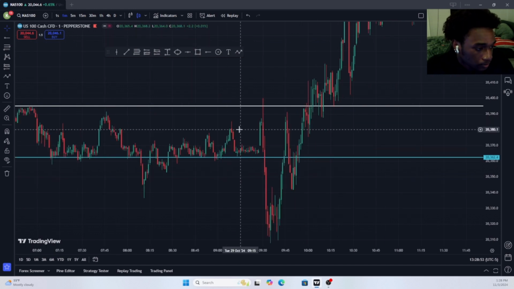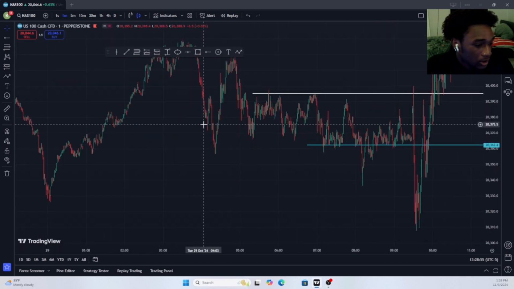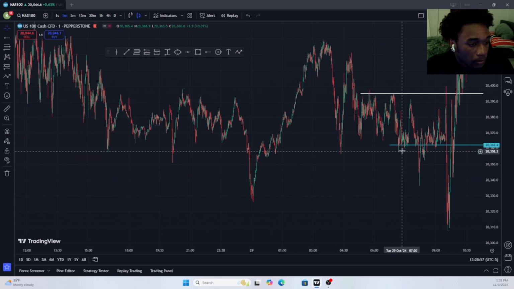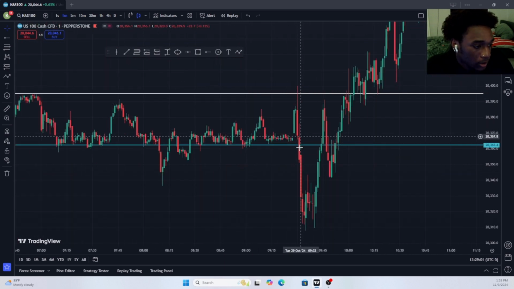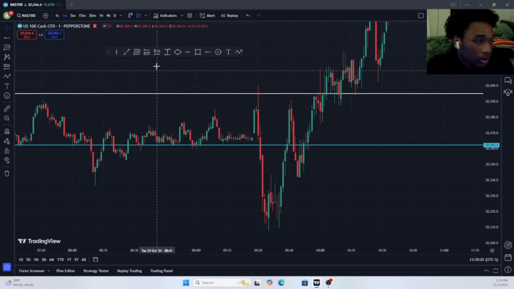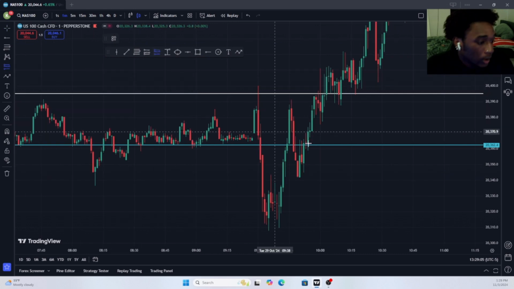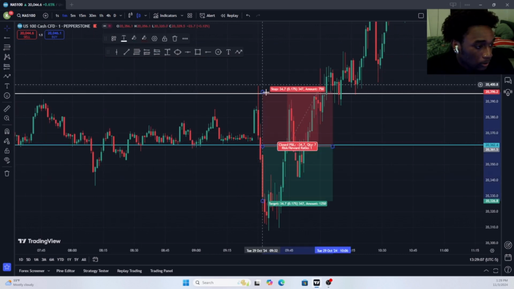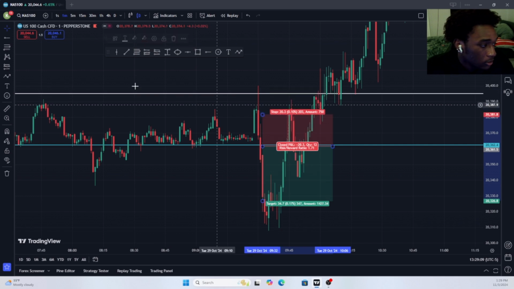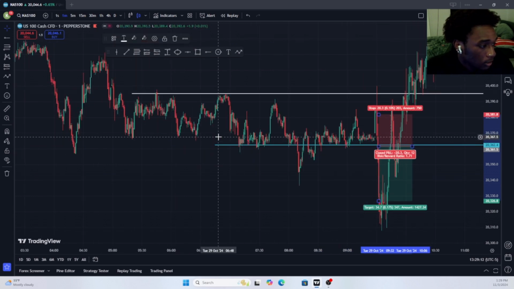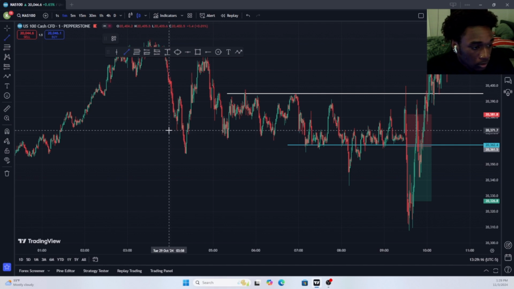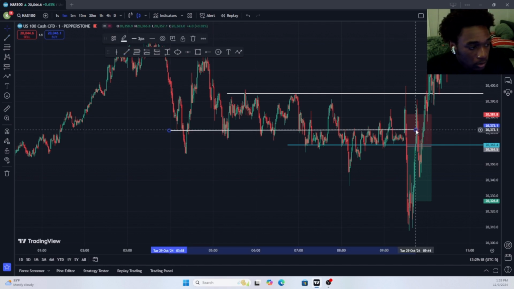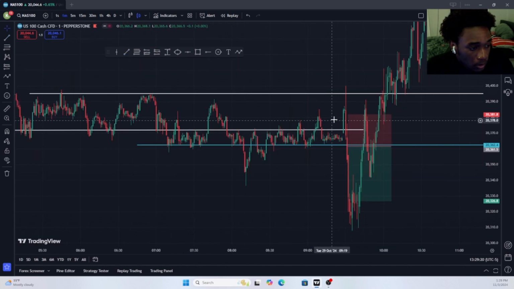So we would have resistance right here, and we would have support right here. Price came up to test resistance. I'd wait for price to break below this support zone because we are looking for sells. And I would enter on the breakout for my stop above the recent zone, which would have been this zone right here. I'd put my stop above that zone.